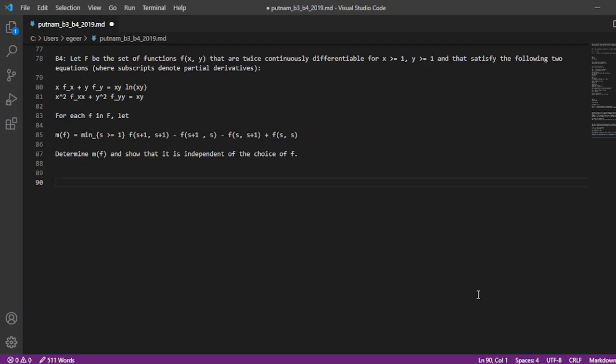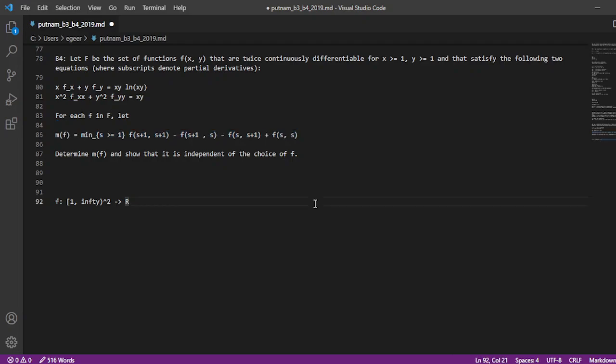So let's read the problem. So we have a set of functions R squared to R that are twice continuously differentiable, and we define them on, well, actually it's more like 1 to t squared to R squared, yeah. And we have these two funny-looking equations, and we have, again, a funny-looking sort of expression here, which is a kind of sum over all squares in the domain of the function, like it's some kind of weird difference.